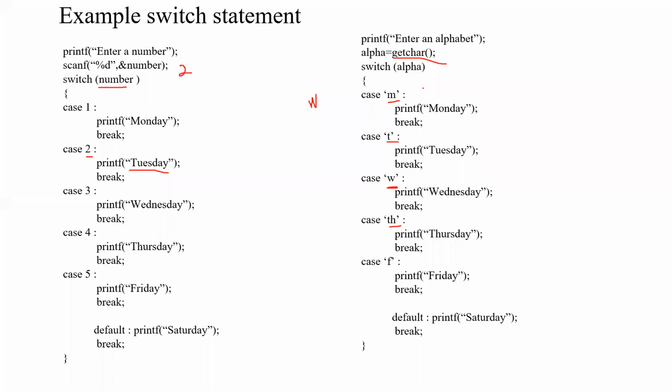Default case will be executed when? When none of the case labels match, right? Here M, T, W, TH and F are given. It's not matching with the S, so it will move to the default case.